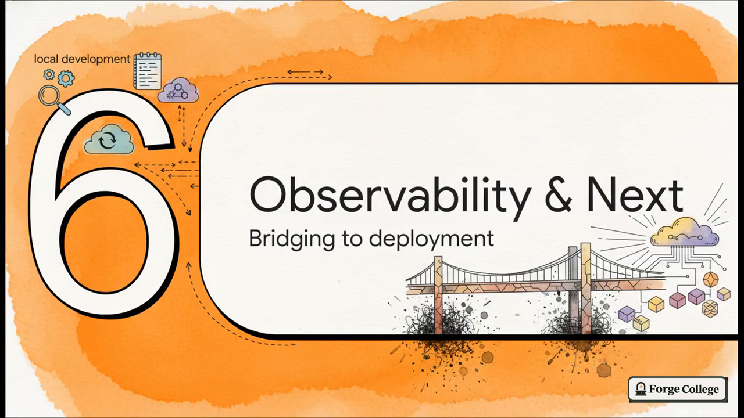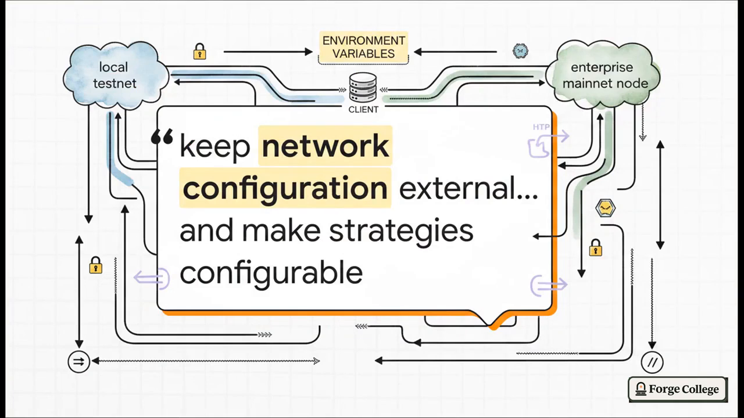Finally, Section 6, Observability and Next Steps. Let's bridge this over to deployment. So with a tested working snippet in hand, how do we bridge this localized development workflow into a full-scale, robust deployment strategy? Well, one of the most important takeaways you can learn today is to live by this rule.